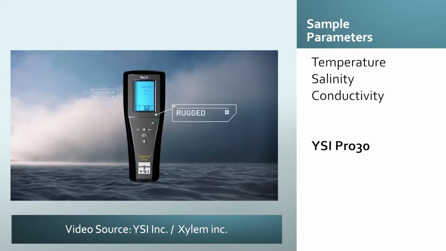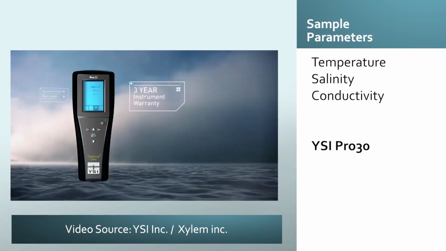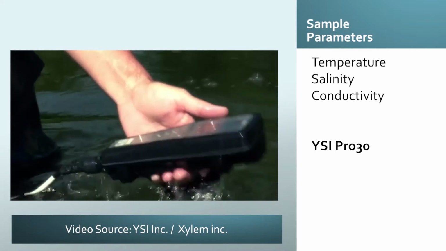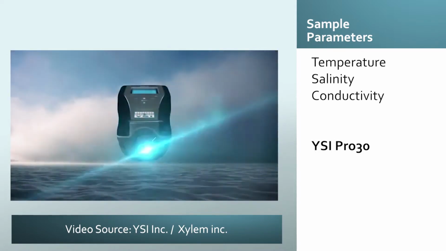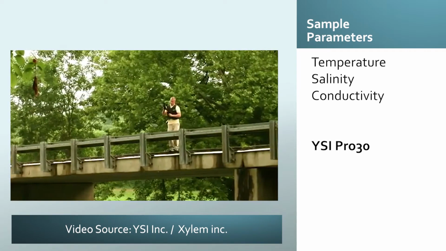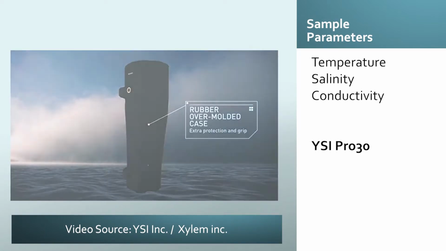YSI products are rugged, accurate, and reliable. And all Pro Series instruments include a 3-year instrument warranty, 2-year cable warranty, IP67 waterproof rating, rugged military spec connectors on all meters, 1-meter drop test rating, and a rubber over molded case.